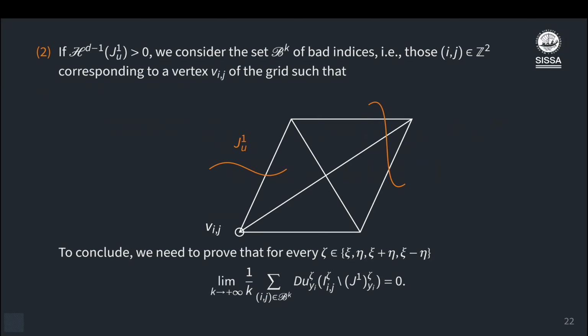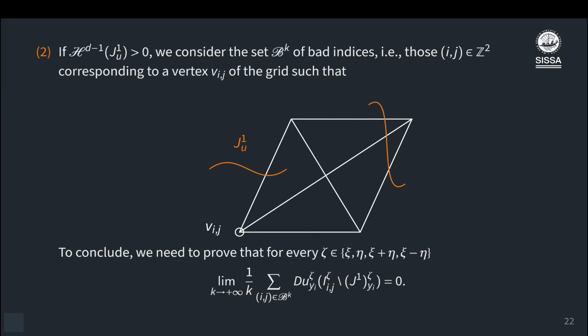So we will define what for us the bad indices in the grid will be. It will be basically the index related to a vertex such that, if I construct the small parallelogram of the grid, at least one of the sides or the diagonal is going to meet J1 of u. Because this is the part where we are going to have to remove some points from our discrete sums, and we will not be able to use the fundamental theorem of calculus.